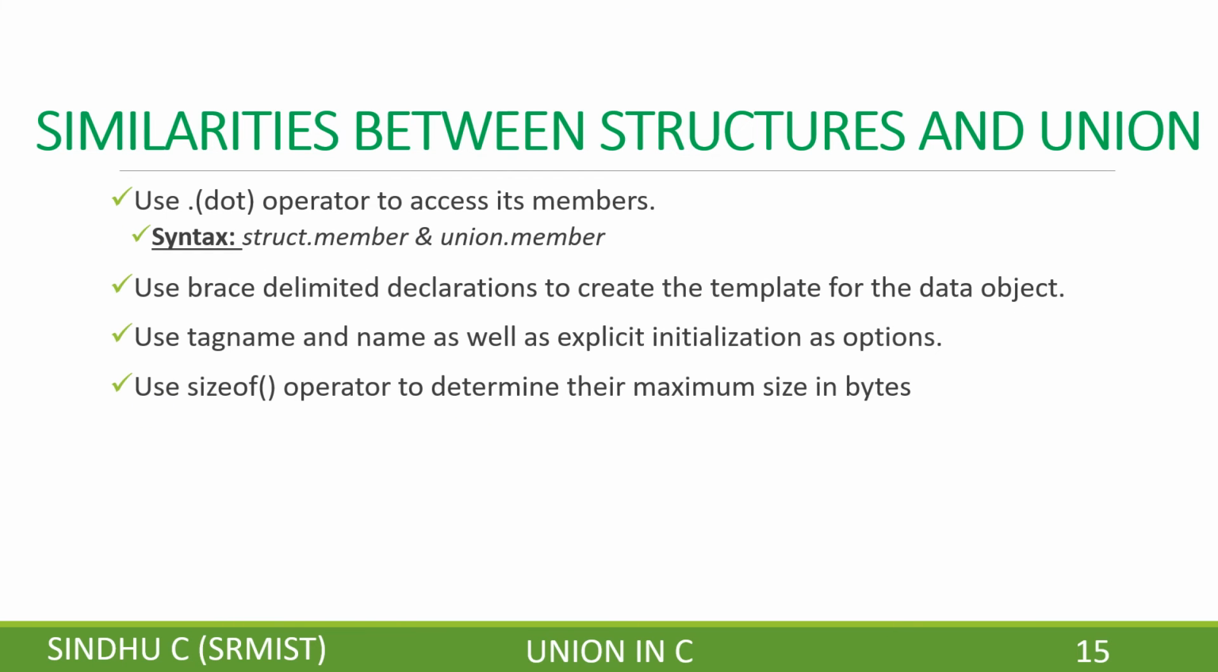Now coming to the similarities between the structures and union. So first is the use of dot operator to access its members. So it is struct dot member and union dot member. So whatever it is, variable dot the member is used in both structure and union. Then the second is using brace delimited declarations to create the template for the data object, which is common for both structures and union. Then the third one is using tag name and name as well as explicit initialization as options.